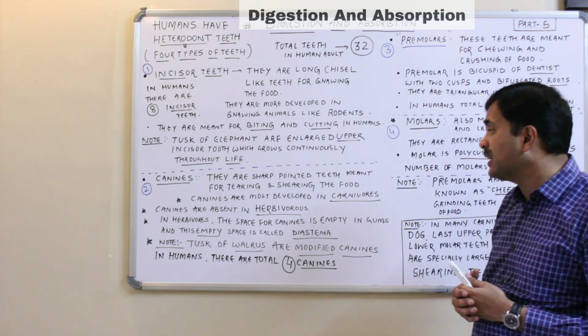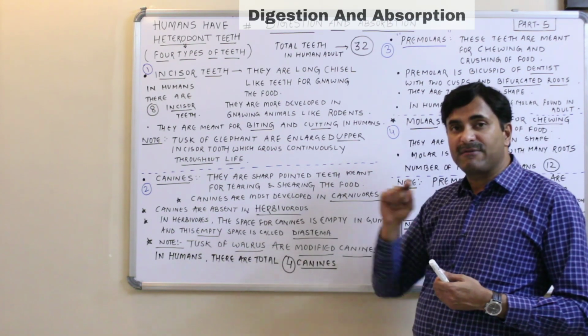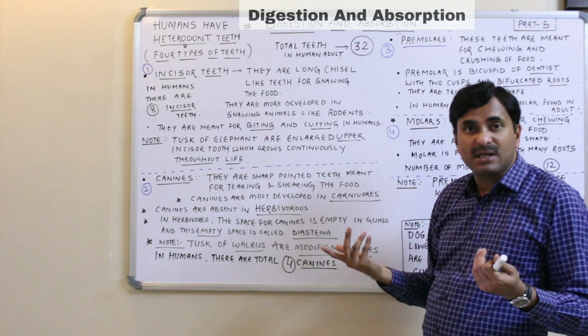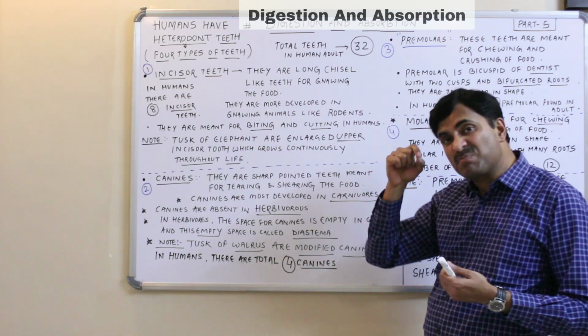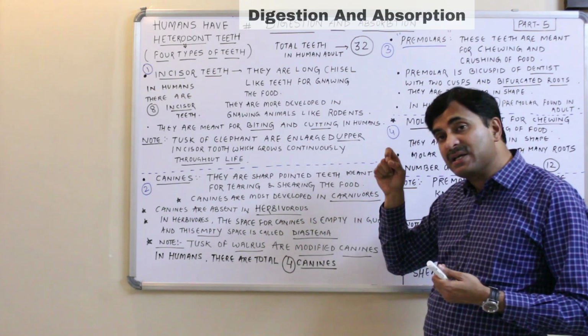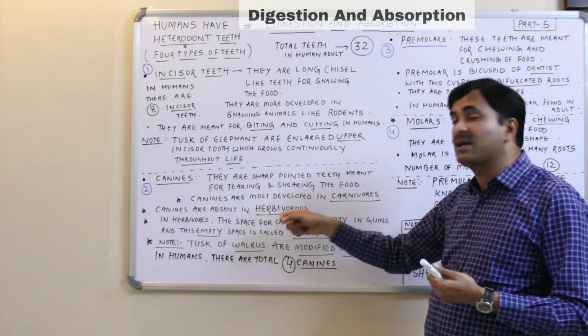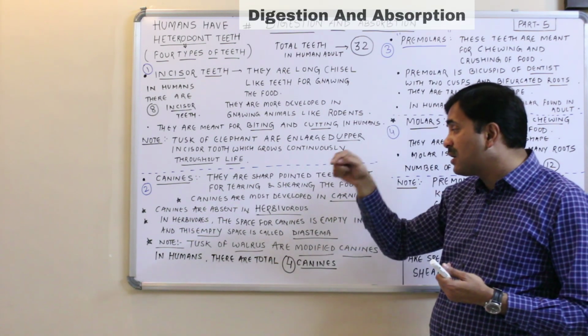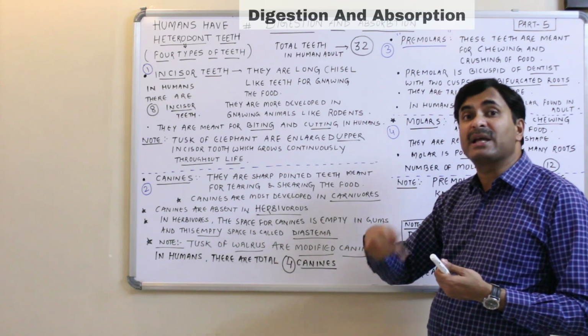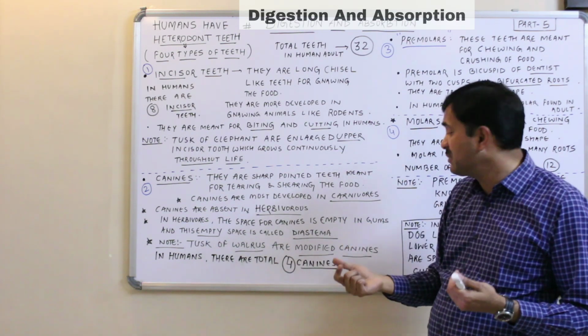Now in herbivores, as we know the canines are absent, so the space for the canines is empty in the gums, and this empty space found in the gums where canines are not there is called the empty space.